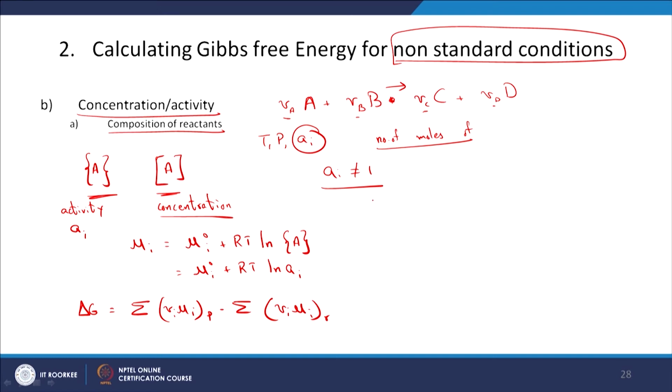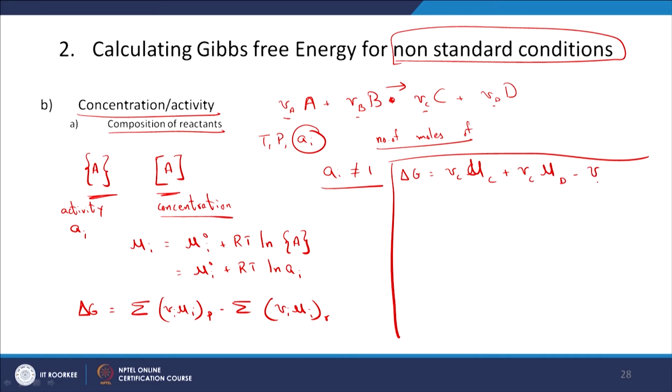So, we can now substitute here for this particular reaction, and so delta G is equal to what now? nu C mu C plus nu D mu D minus nu A mu A minus nu B mu B, right, and this is what we have.